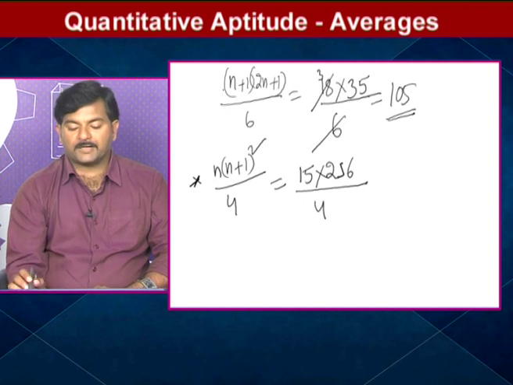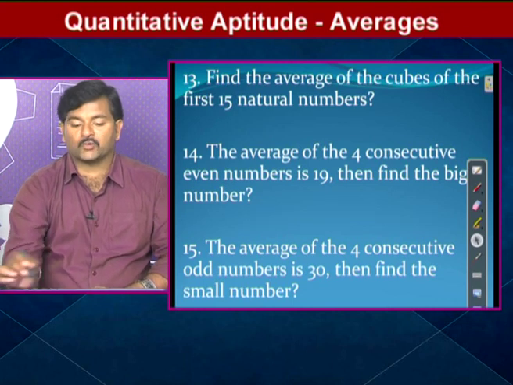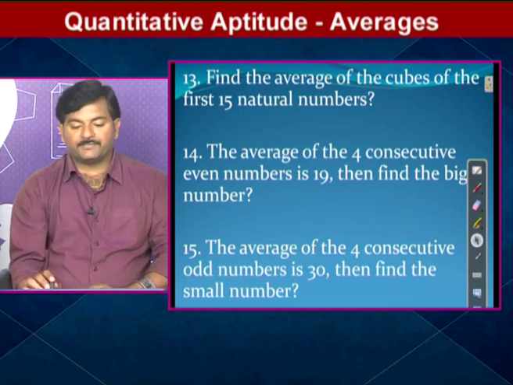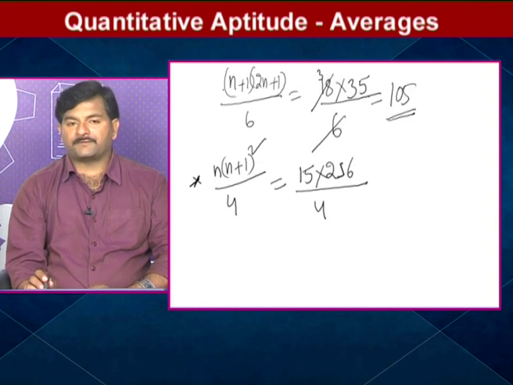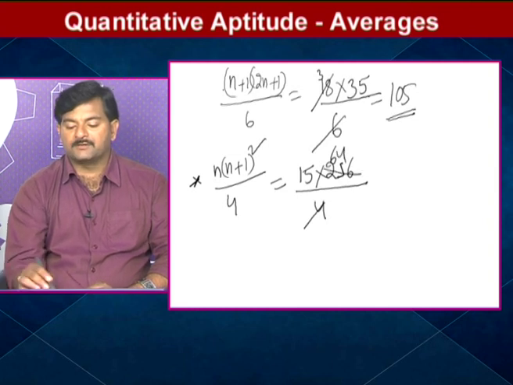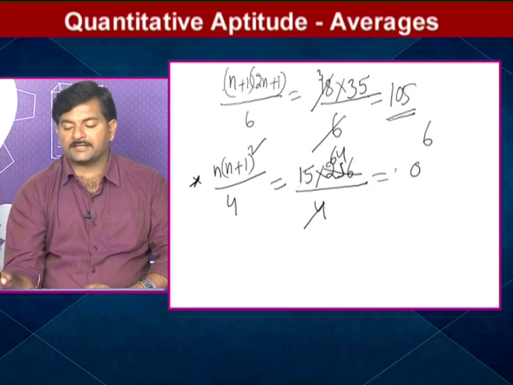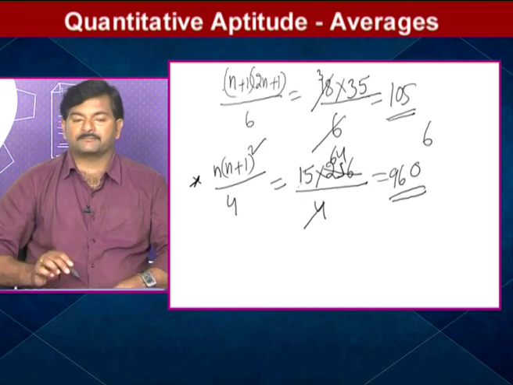I repeat, n into n plus 1 whole square by 4. The n value is 15. 15 plus 1, 16. 16 square, 256. So simplification: 4 sixes are 24, 4 fours are 16, 15 fours are 60, 15 sixes are 90 plus 6, 96. Therefore the average is 960. Same formula.